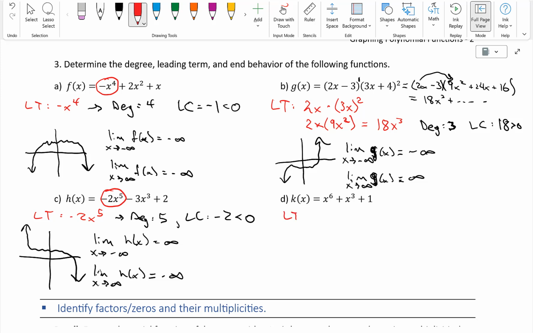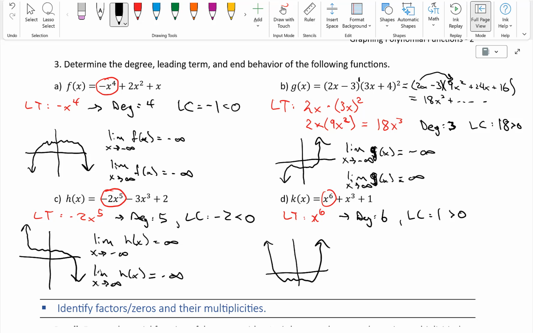For D, we have that leading term, again, already in our descending order, so just x to the 6th, we take the first one. It's got a degree of 6 and a leading coefficient of 1, which is greater than 0. So an even degree with a positive leading coefficient, both ends are going to go up. So we can draw our picture, connect it to the limits again. Our limit as x approaches -infinity, so as we look to the left for our function k of x is infinity. And our limit as x approaches positive infinity for our function k of x also goes up towards positive infinity.